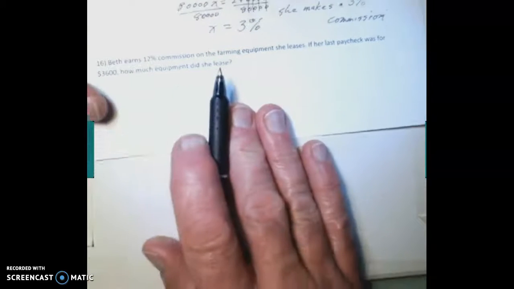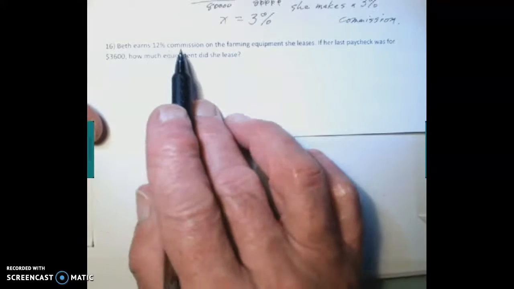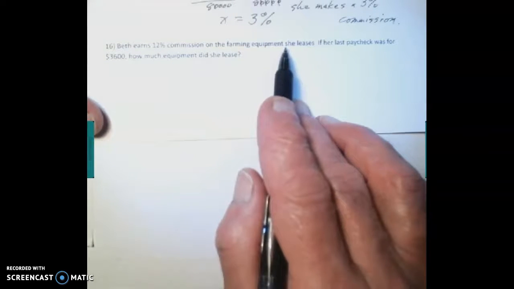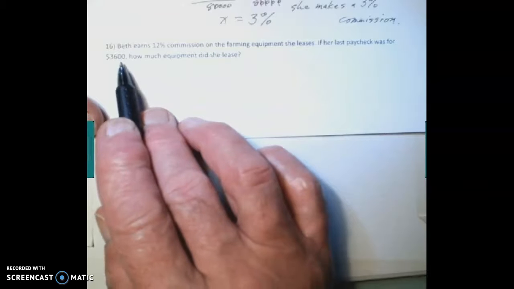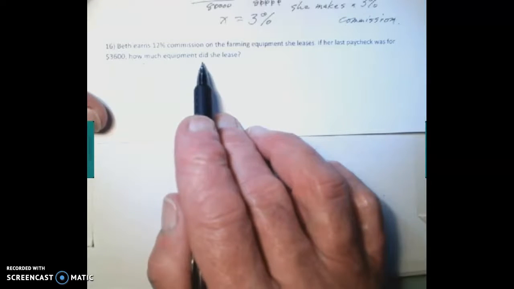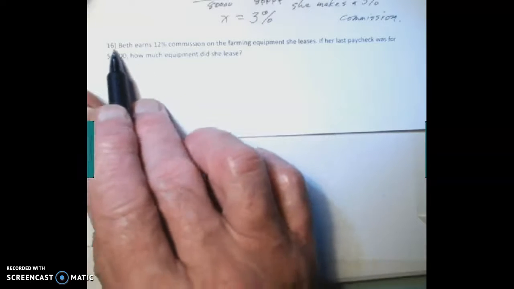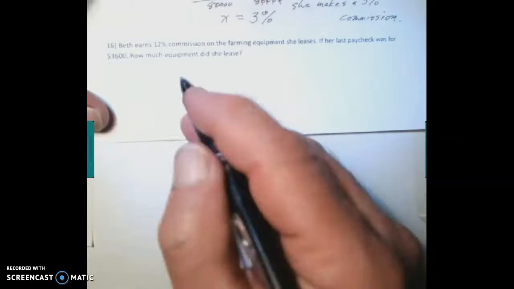Number 16. Beth earns 12% commission on the farm equipment she sells. Her last paycheck was $3,600. How much equipment did she lease? We're going to have to make an assumption here. That is just totally commission.